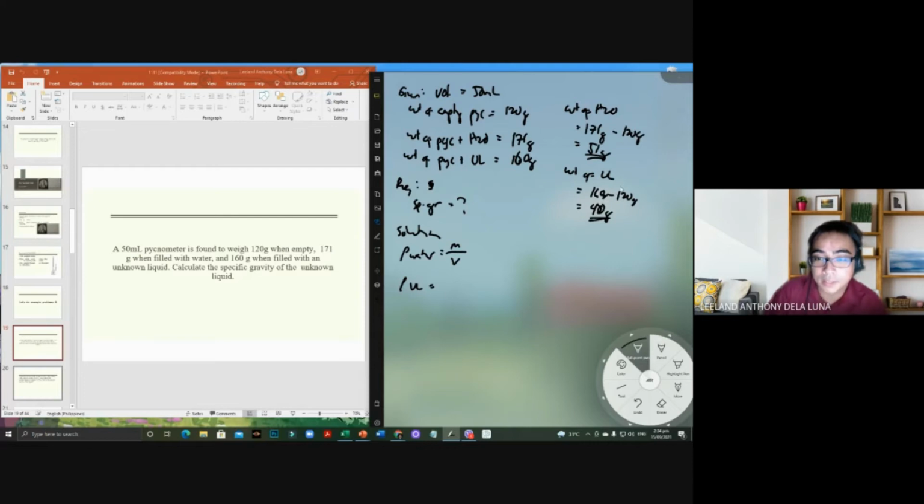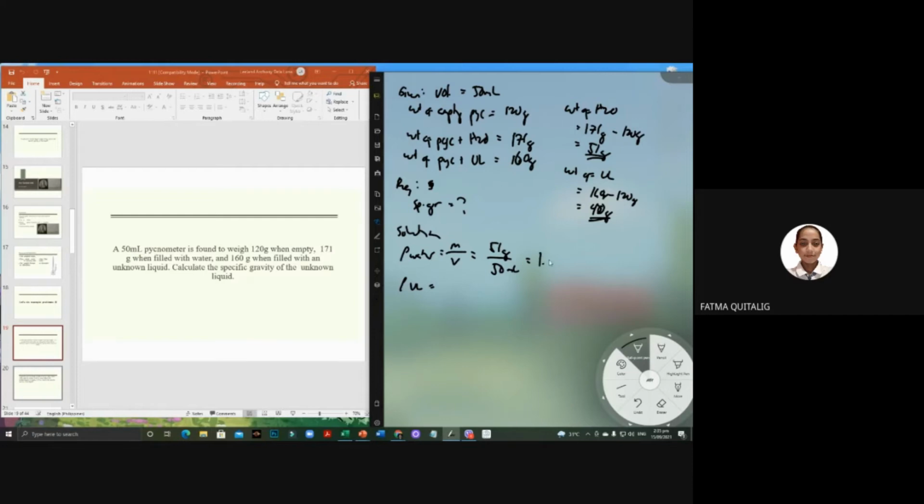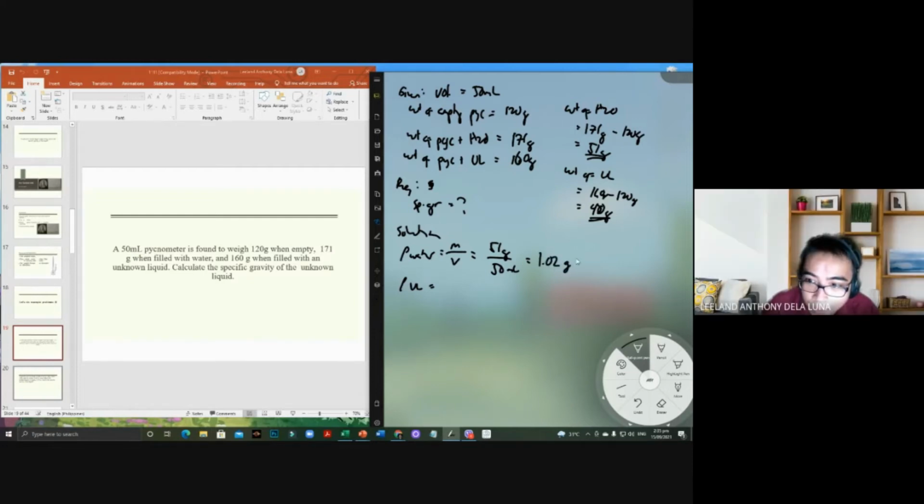40 grams. Okay? So, ang weight ng water natin would be 51 grams divided by 50 ml. So, kunwari hindi natin na-maintain at 4 degrees Celsius to. Okay? So, 51 divided by 50, technically, 1.02 po. Yun, 1.02 gram per ml. Tapos, si unknown liquid naman, that's 40 grams divided by 50 ml.